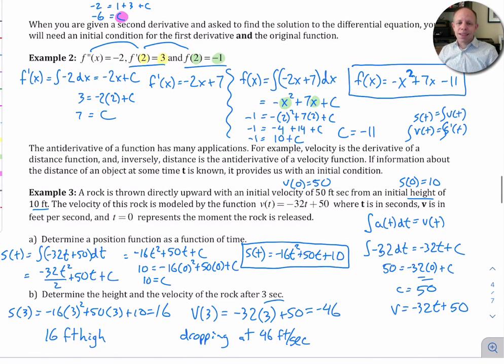All right, so that is antiderivatives, indefinite integrals, and then specific answers given initial conditions.